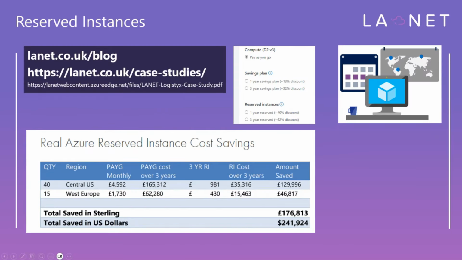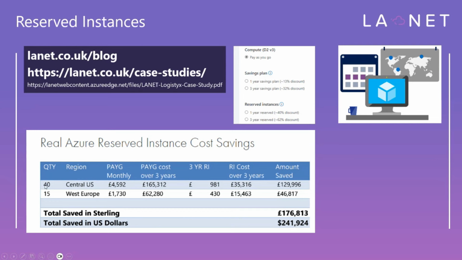Okay, there's also a blog. If you look on our website, lanet.co.uk/blog, find the one with this image on it. We've got an example of real world cost saving. We had a large customer in the States. They were spending a hell of a lot, to be honest, probably over $1 million a year in Azure. We put some reserved instances in. We put 40 of these, 15 of these.